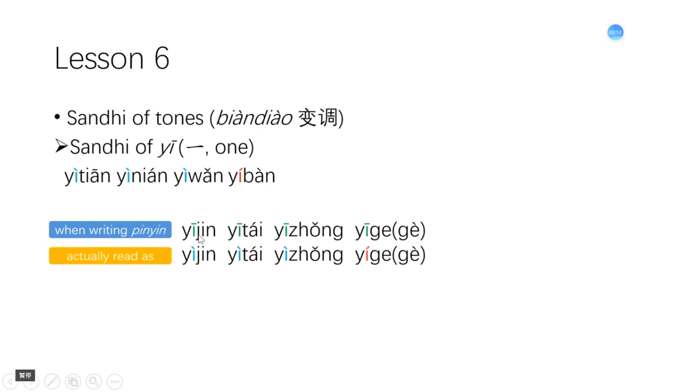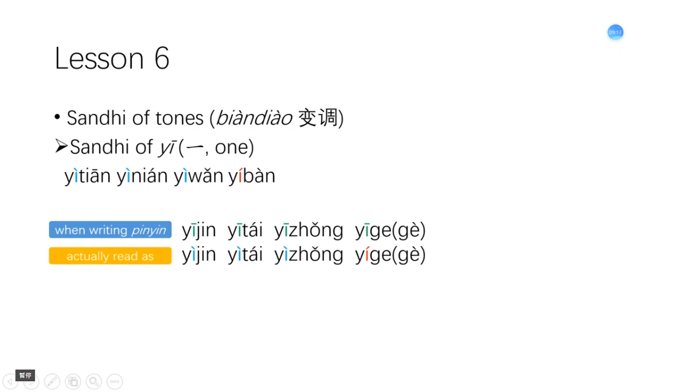This is an E put before a first tone syllable. So this is Jin. And the E is put before a second tone, Tai. And the third one is Zhong. And the last one is Ge. Okay, we learned Ge as the most commonly used measure word.